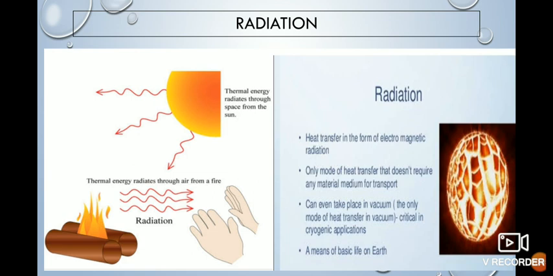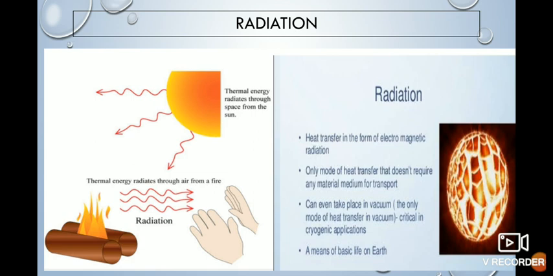So, how does this heat travel? You're not touching, there is only air. Air, remember, is a very bad conductor of heat, but still you get the heat from the fire. How do you think you get it? So, here the heat travels like electromagnetic waves and reaches you. And this is what is radiation. So, heat transfer in the form of electromagnetic radiation is called radiation.